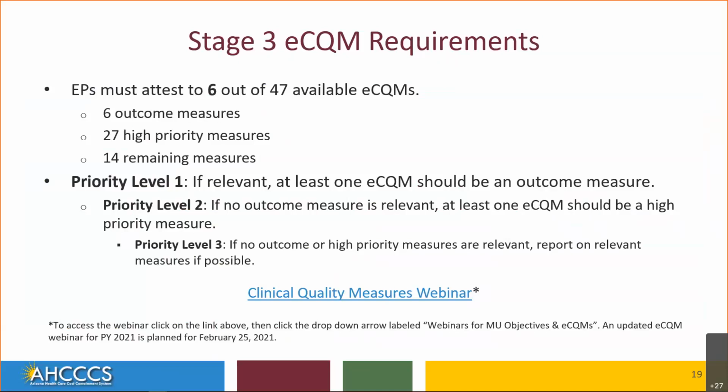This link at the bottom does take you to the Access website where you can review and see the webinar for clinical quality measures. Keep in mind that currently the Access website has the clinical quality measures for program years 2019 and 2020. The webinar for program year 2021 will be conducted on February 25th, 2021. And so you can go to the Access website or the Health Current website to sign up for that webinar and gather more information.